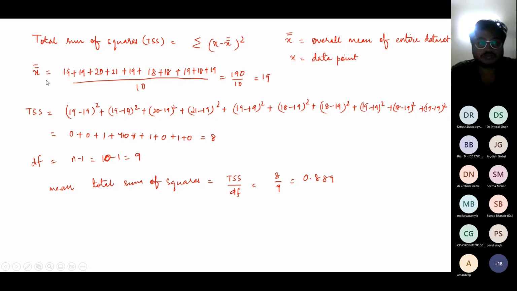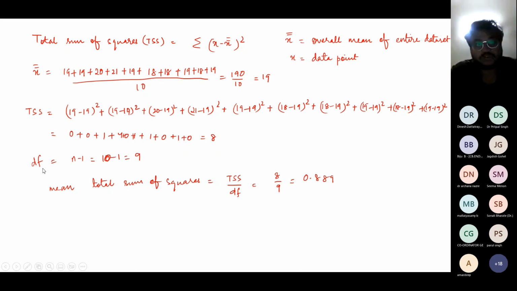So the mean is straightforward, calculated as the sum of the data points divided by the number of data points, which turns out to be 19. Then we use this formula to calculate the total sum of squares. Each data point we subtract from the mean, take the square, and then we sum it all over. And we get a total sum of squares of each.